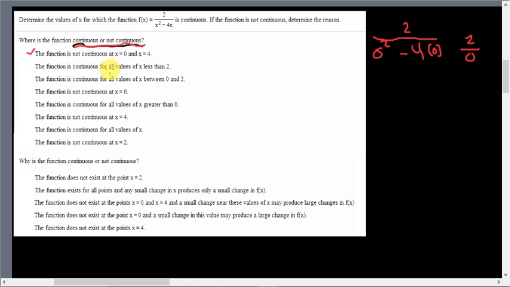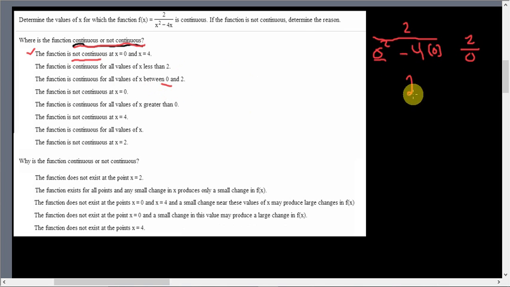The function is continuous for all values of x less than 2. Well, that's not right, because 0 is less than 2, and it's not continuous there. We just found that out. The function is continuous for all values of x between 0 and 2. Well, if you include 0, then no, it's not. And let's try 3. Let's see if it's outside of this boundary anyway.